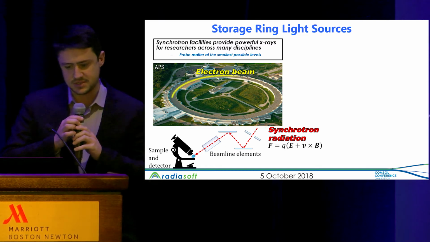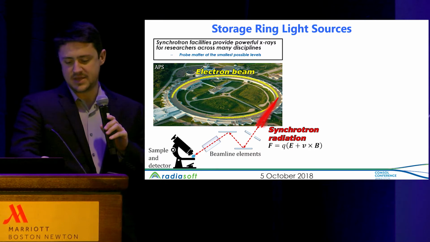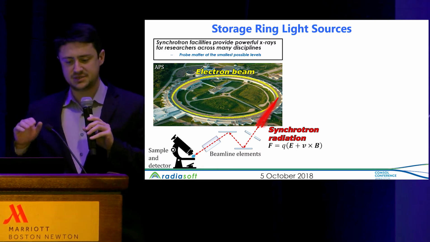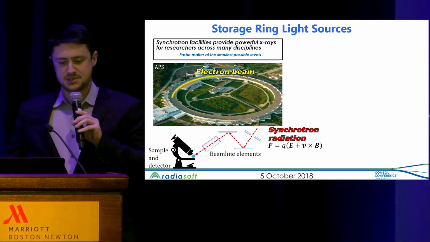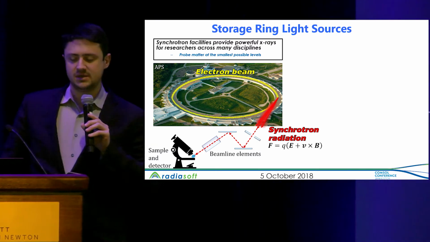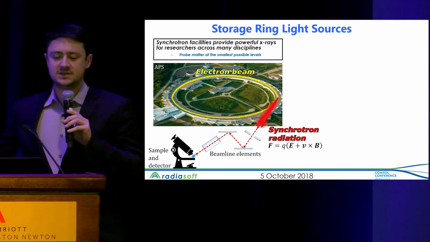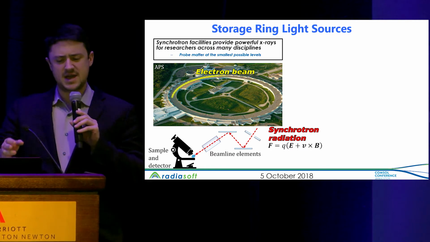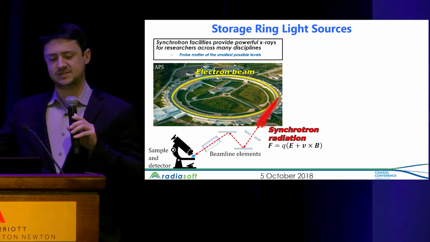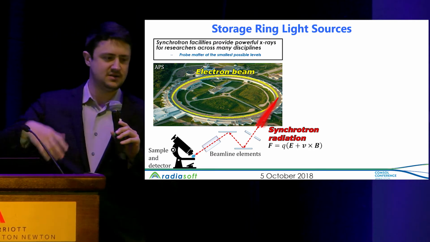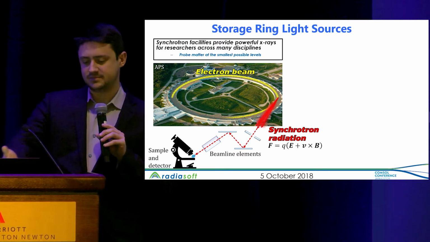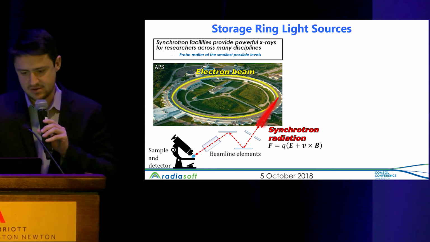And those little jagged pieces that you see along the ring, each of those is a unique beamline tailored to a certain type of experiment, right? And so people in materials science, chemistry, biology, they'll run different types of experiments on each of those beamlines. I think the APS itself has around 32 beamlines, and they run all sorts of experiments. These beamline elements are optical elements that will tailor the beam to a specific experiment.